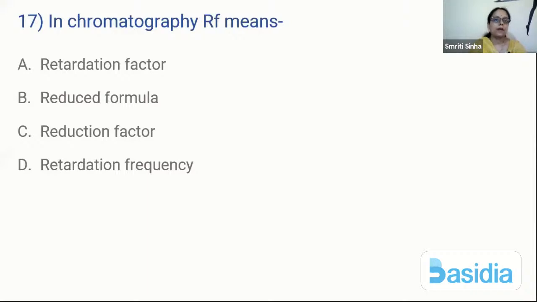Next, in chromatography, what does RF mean? So in chromatography, RF means which type of factor? Retardation factor. So remember, RF full form is retardation factor.